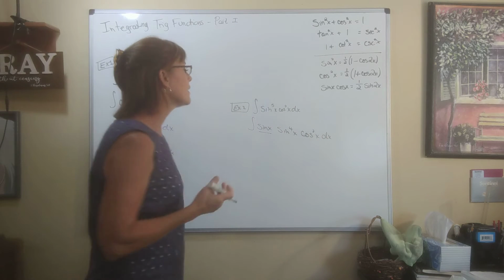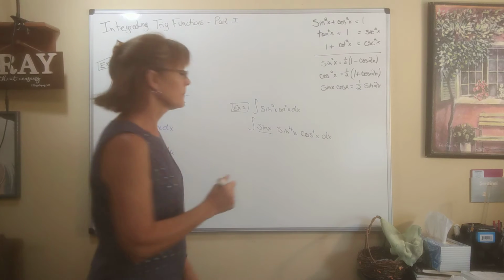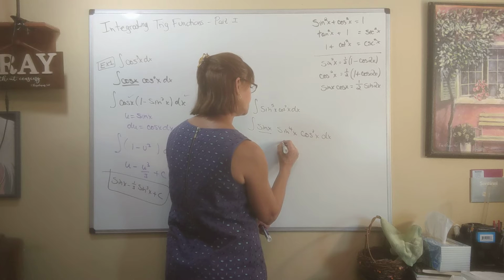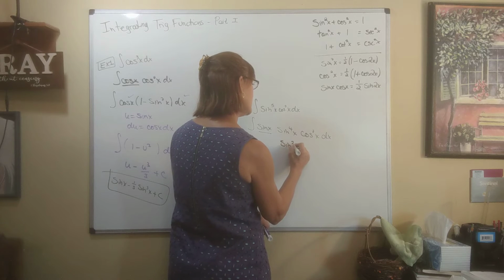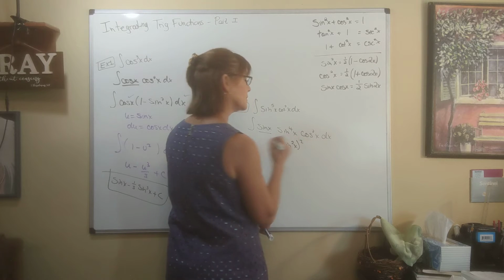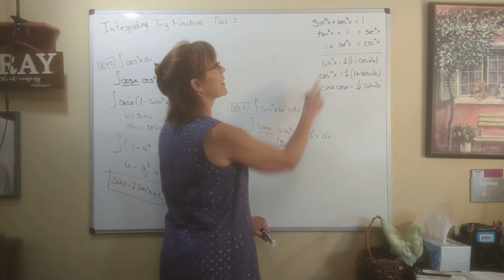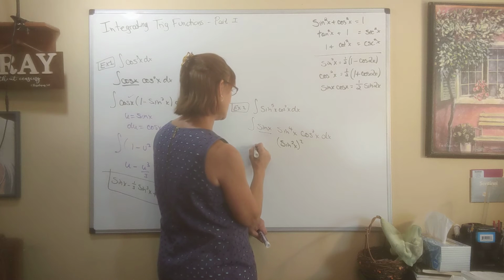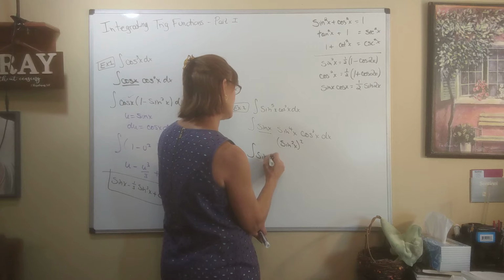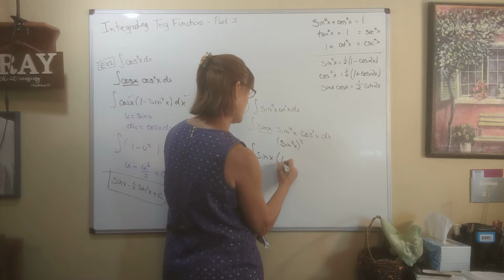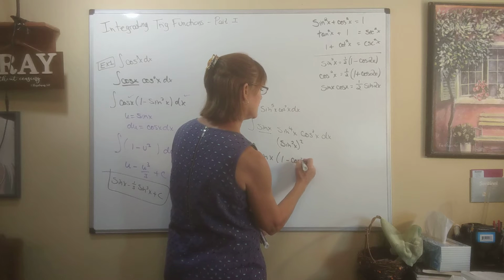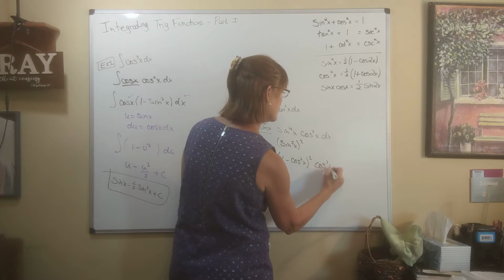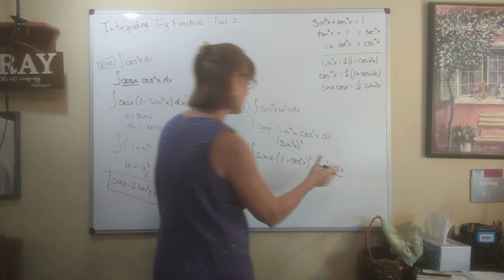Now, I want to rewrite everybody else in terms of cosine. Sine to the 4th of x is the same thing as sine squared of x squared. And sine squared of x can be rewritten as 1 minus the cosine squared of x. So what I'm going to rewrite this as is the integral of sine of x times 1 minus the cosine squared of x quantity squared times the cosine squared of x dx. So let me clean this up.